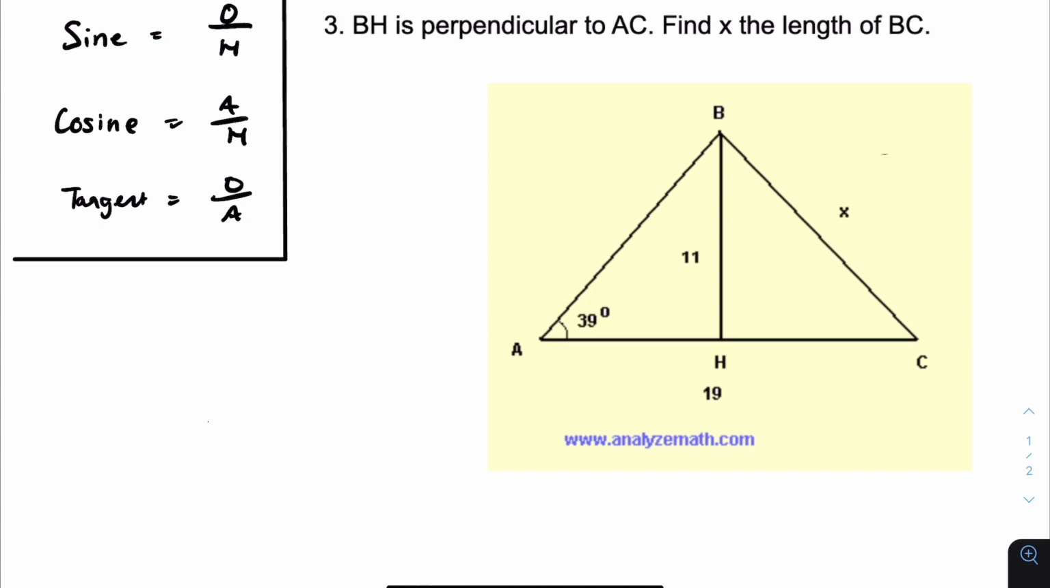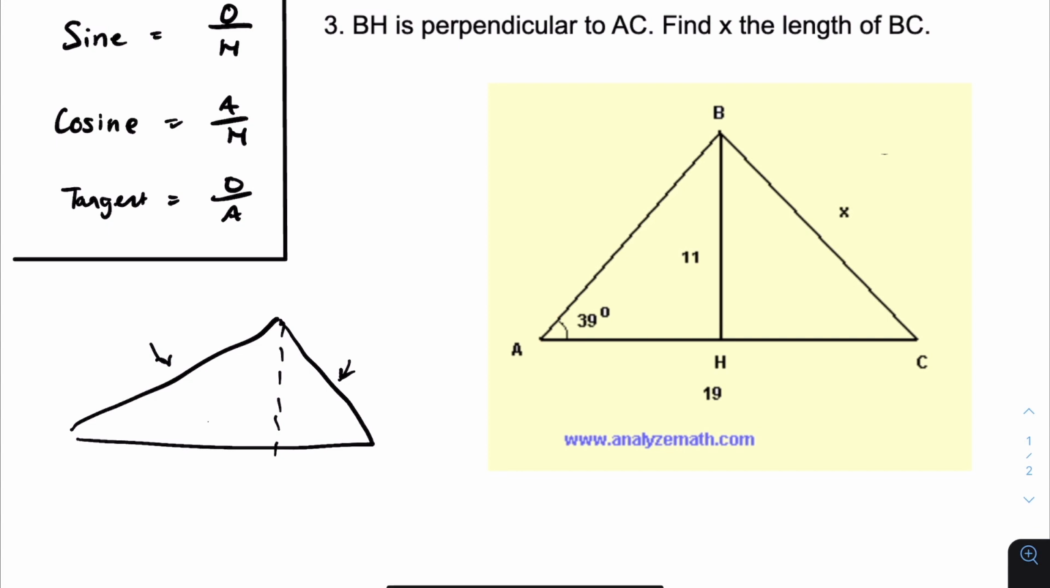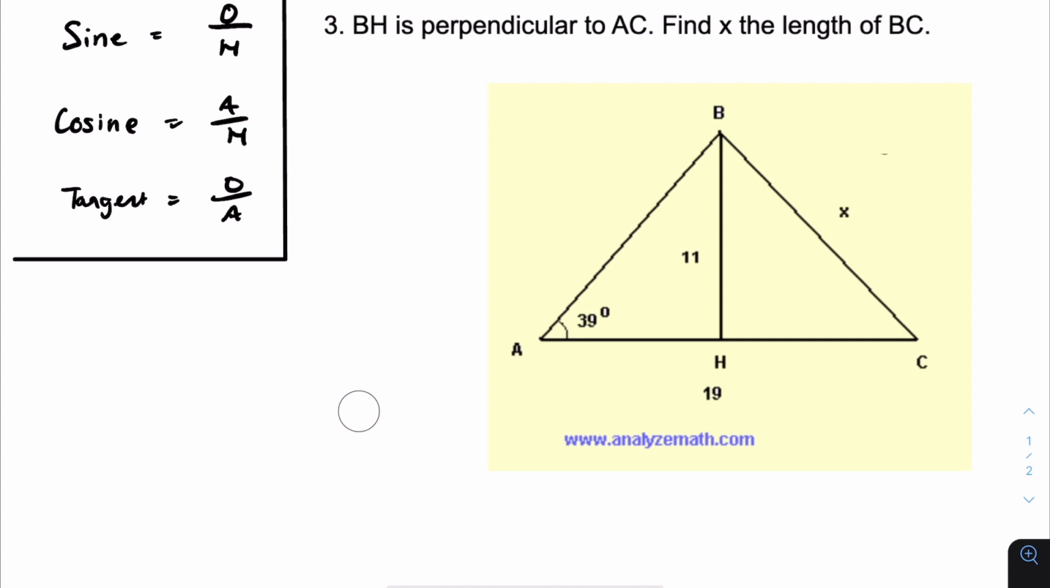Alright, so let's take a look at this problem over here. So BH is perpendicular to AC. So to find x, which is the length of BC. Now, a common misconception is that we look at this diagram and we're like, oh, it's isosceles. Because it could be, this diagram, even though BH is perpendicular to AC, doesn't make it an isosceles triangle overall. Because it could be drawn like this, where this is the perpendicular line. But this and this length are nowhere near the same.